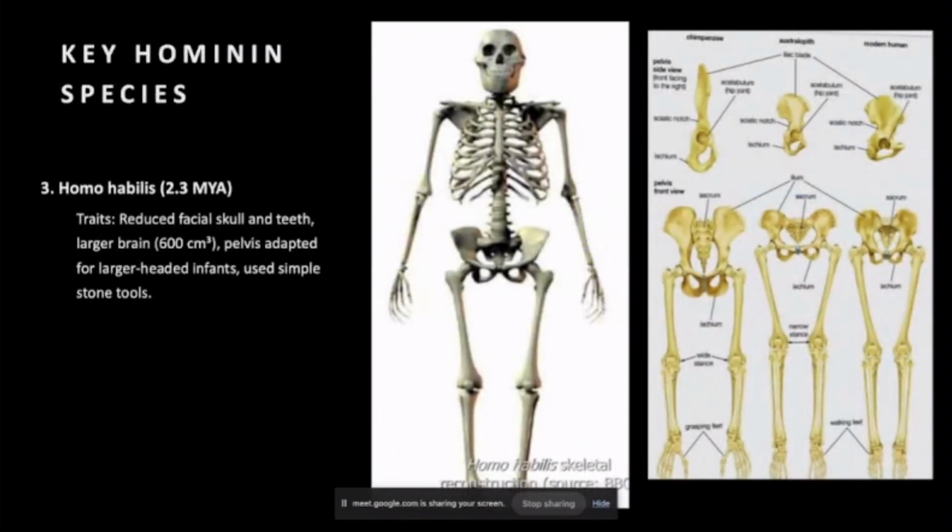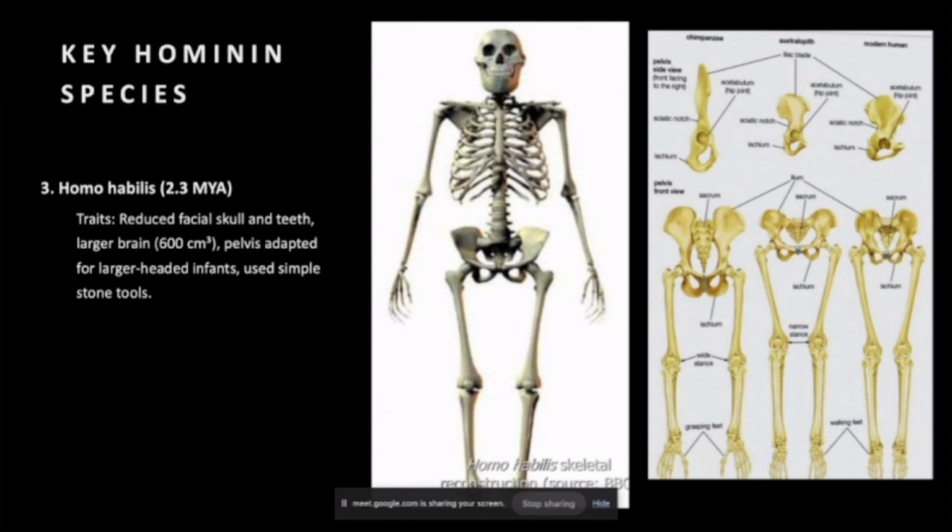Okay, so the next one is the Homo habilis. Now, they developed a reduced facial skull and teeth. They now start to develop a larger brain. And of course, since their brain became larger, this also meant that their skull became larger to protect the brain, right? And because their skull and brain became larger, of course, the pelvis also became larger, because they still need to go through pregnancy and push out the babies. So the pelvis needs to be large for the infant's head.